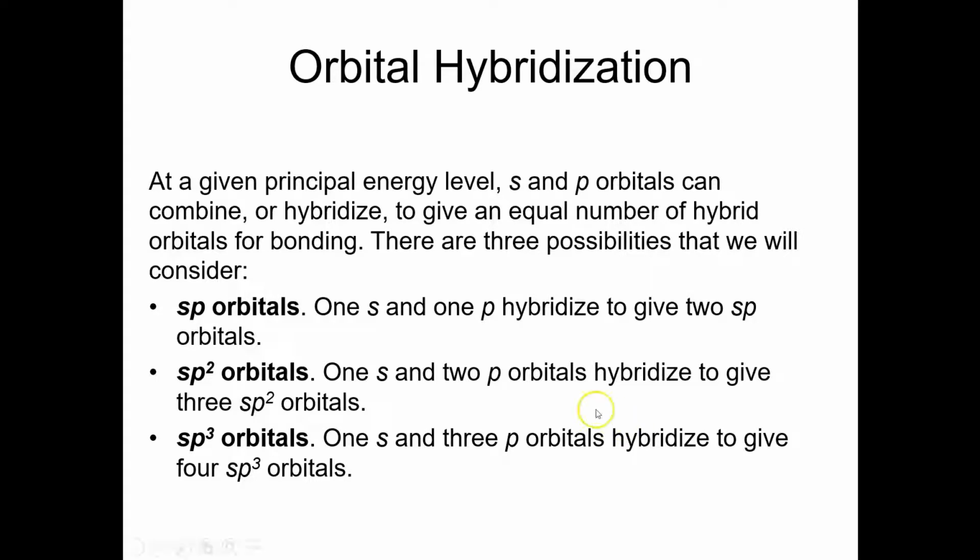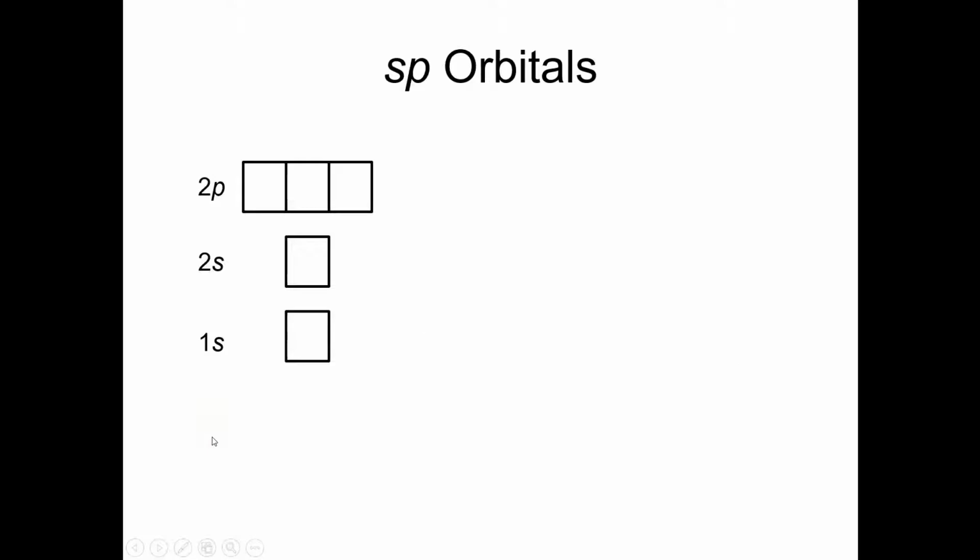So again, the s represents the fact that in any of these hybridization events, one s orbital is going to go in. And then depending on how many p orbitals go into the hybridization, that's the superscript after the p. So let's take a look at some examples of this.